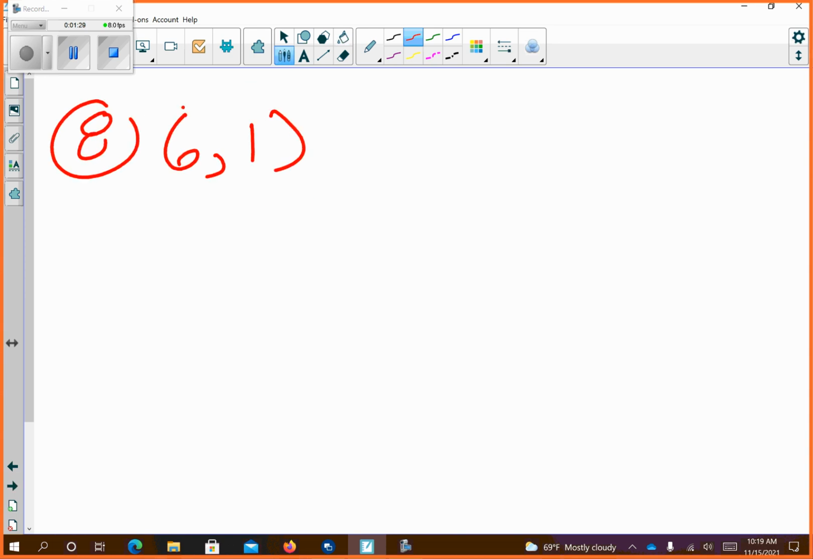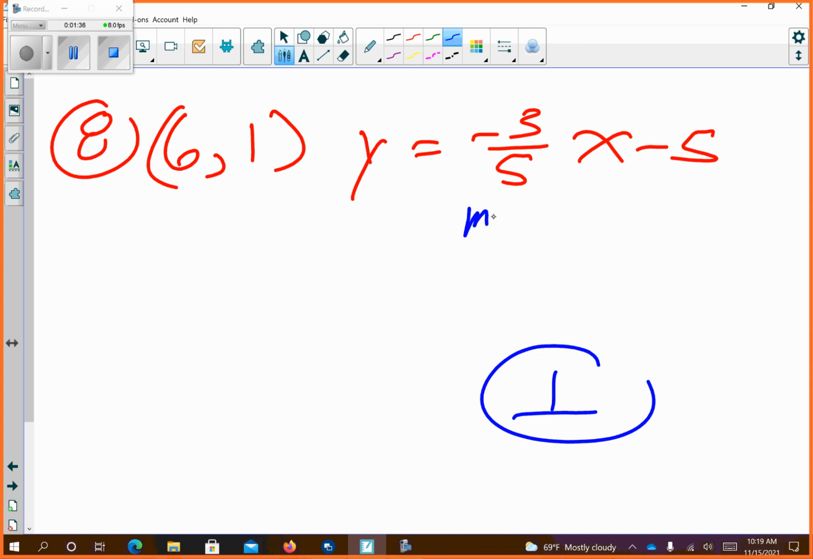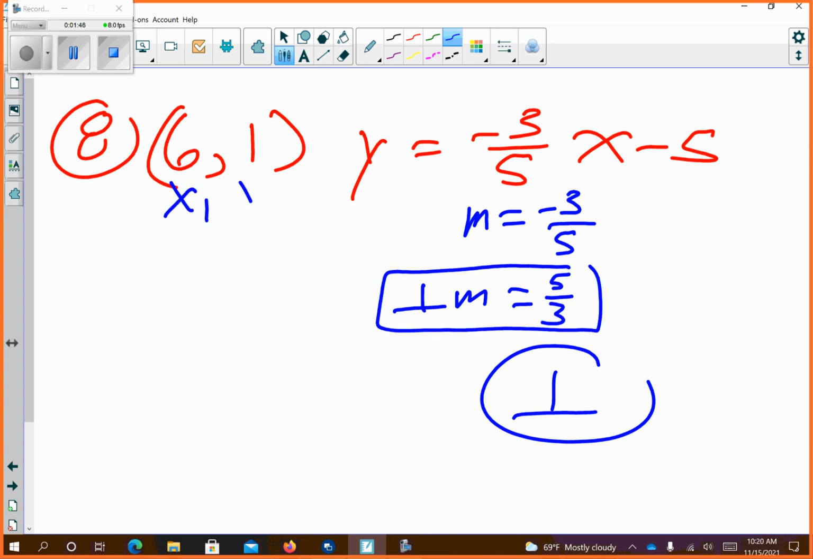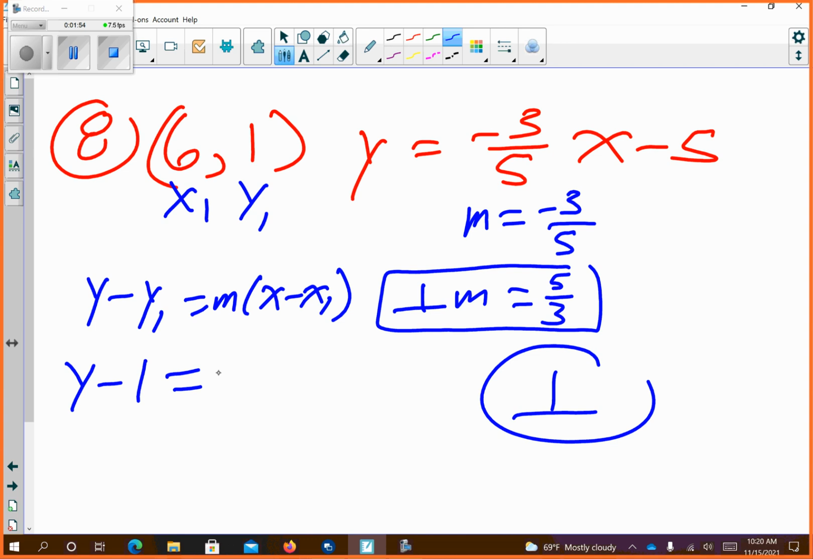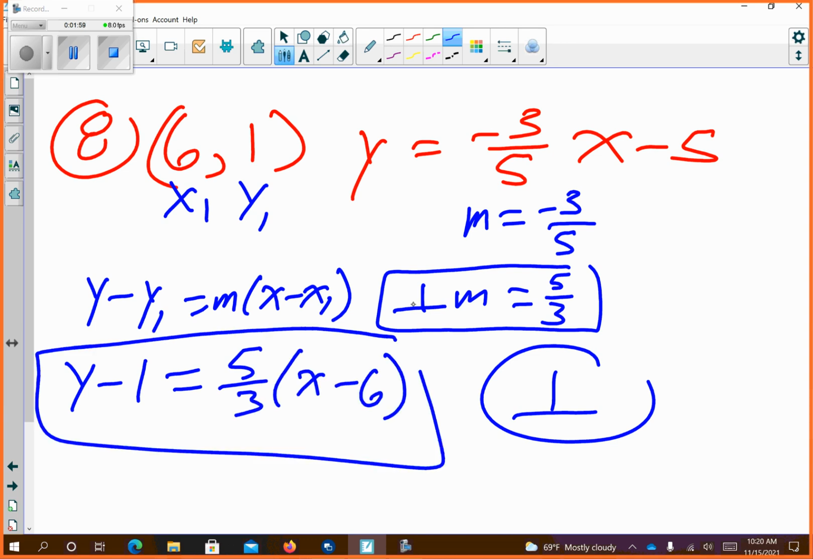So we have 6 comma 1, and then we have y equals negative 3/5 x minus 5. So again, we want the perpendicular. So my regular slope is this. My perpendicular slope is going to be flipped over and opposite sign, so 5/3. So we're going to plug this in, and then x1 and y1 into our point slope. So I get y minus 1 equals 5/3, x minus 6, and that's our equation. And I would not go and distribute over, I just leave it like that because it's just an equation.